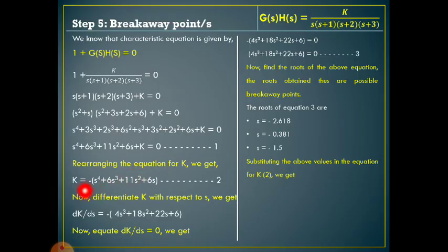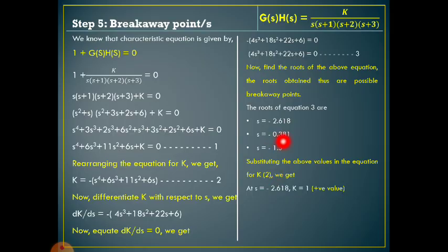So you have an expression for k, right? That expression for k is in terms of s. So you substitute s is equal to minus 2.618 here, and you do the necessary calculation. You will get a value for k, right? So you will get value of k as 1. Now 1 is a positive value, right? Since k is a positive value, s is equal to minus 2.618 is a valid breakaway point.